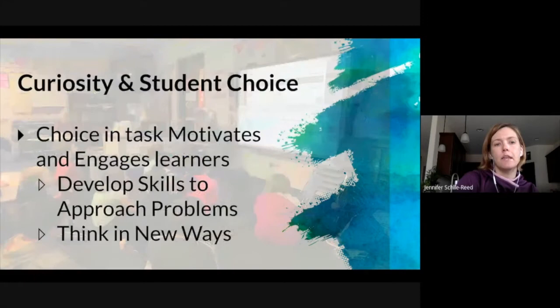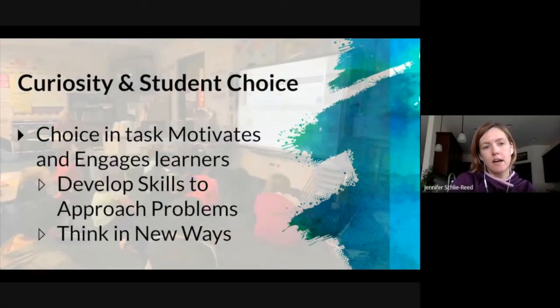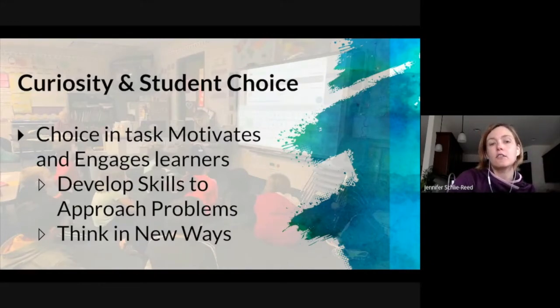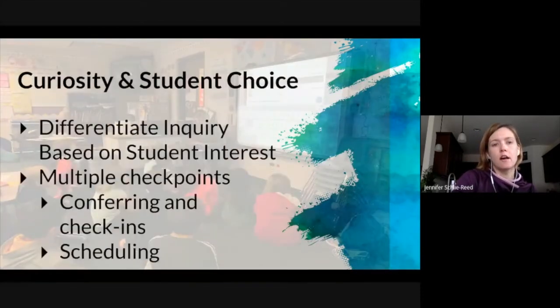But as we know, just like us as learners ourselves, having that choice really does motivate you to engage with learners and think in new ways and develop different ways to approach a problem. And a lot of times, when we're talking about this engagement, it might lean towards inquiry or project-based learning, some of those things that you might want to do on a small scale right now, trying some of those strategies that we'll talk about.